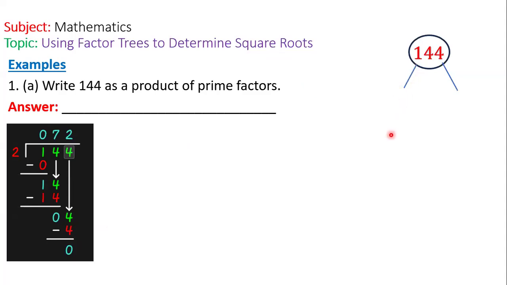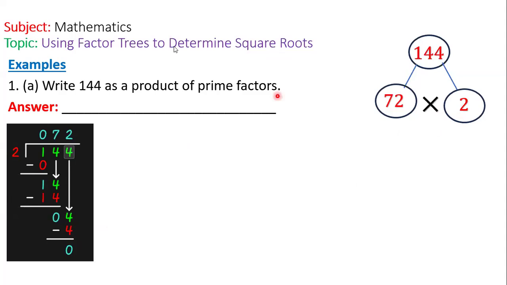72 times. So we can say 144 is 72 times what? Times 2, right? Yes, sir. Okay, are we done? No. Are we done, class? Are we finished? No, sir.